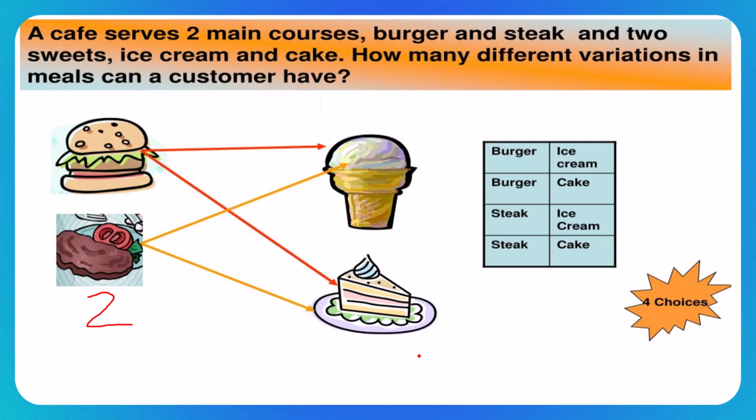And for the desserts or the sweets, we have 2. So we're going to take 2 times 2, and we should have 4 possible combinations or outcomes. And we do. We put this in this chart here. So there are 4 choices with those combinations.